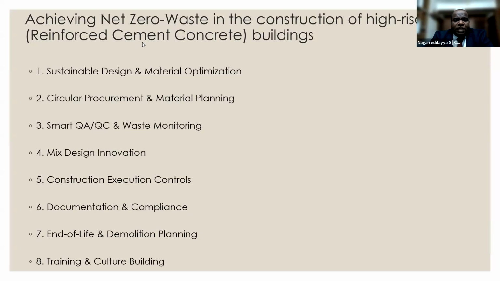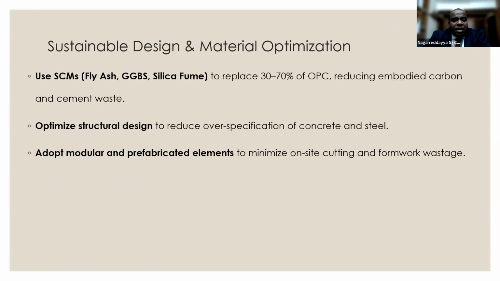So, how to achieve net zero waste in construction of high-rise buildings? First thing is sustainable design and material optimization. Before going to execution, in the design itself, we have to do optimization. Then circular procurement and material planning, smart QA/QC systems and waste monitoring, mix design innovation, construction execution controls, documentation and compliances, end of life and demolition planning, training and building the culture. We have to build the culture throughout the project with daily inductions to the project personnel.